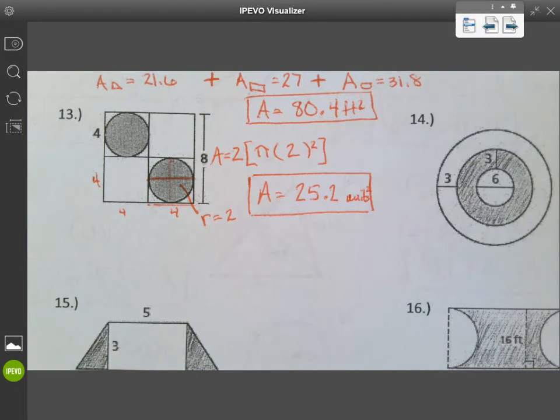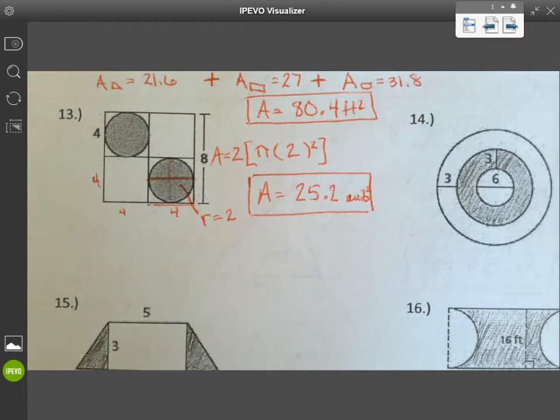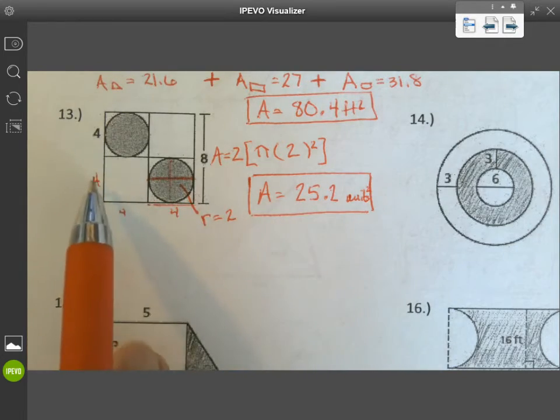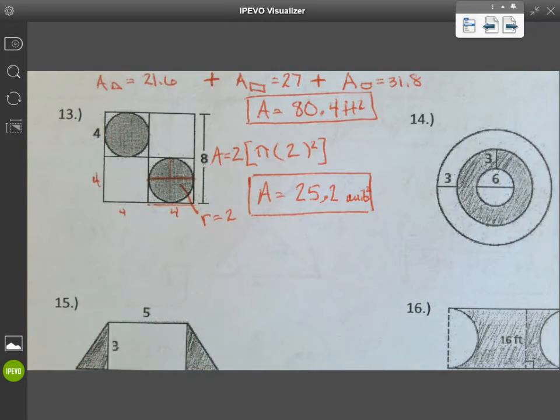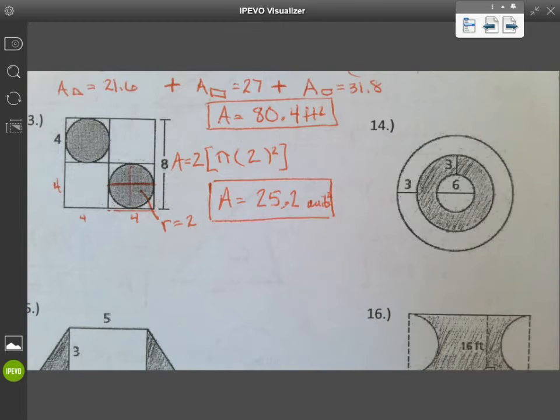Now, it would have been a little bit more if we would have flipped the shaded region to all that oddball stuff outside of the circles. Then I would have to take the area of the big square, 64, right? 8 times 8, and take away the unshaded things. All right, number 14 looks almost like a bullseye. Do you see it?